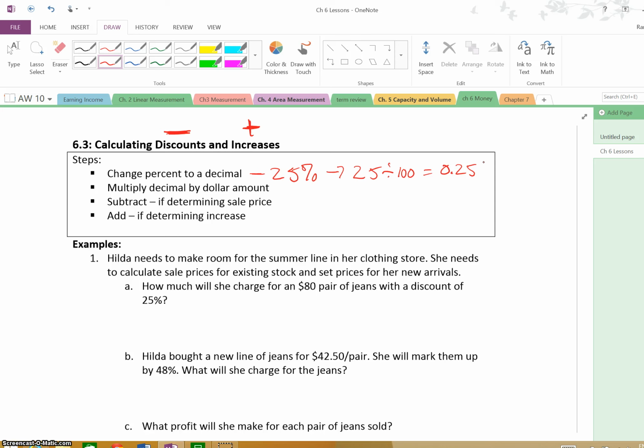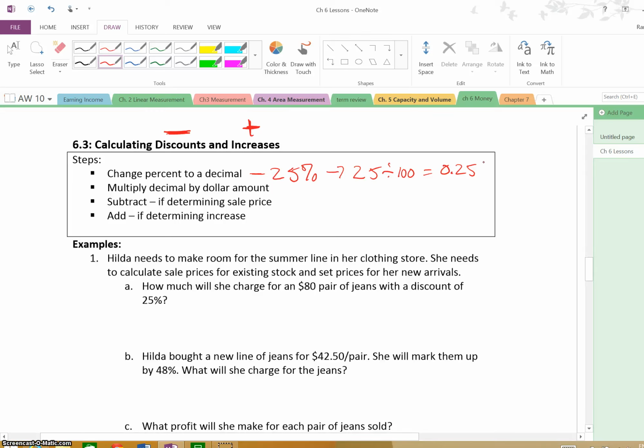The next thing you're going to do, once you've got your percent as a decimal, is multiply it by the dollar amount, whether it's the original price or the price that I purchased it at. Then I'll decide whether I'm going to subtract or add. I'm going to subtract if I'm selling something at a discount, or I'll add if it's an increase. So basically you think of discounts as older stuff, and adding if you're creating a price for new stuff. So let's take a look at some examples.